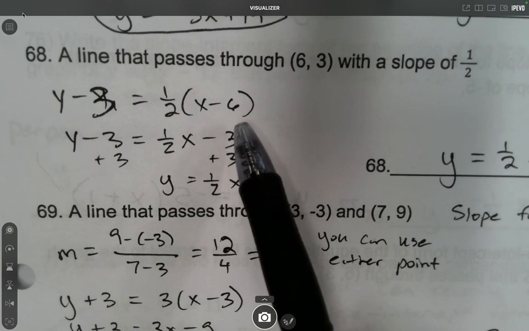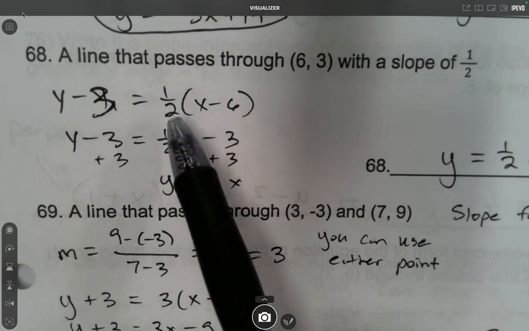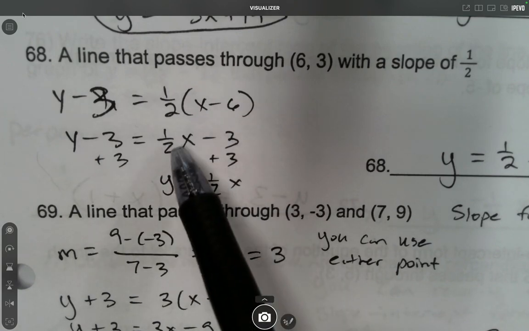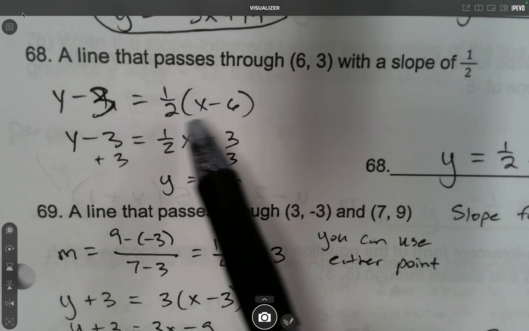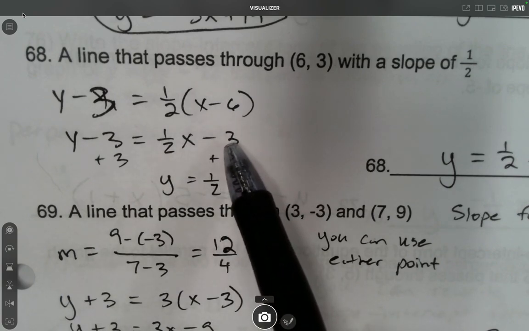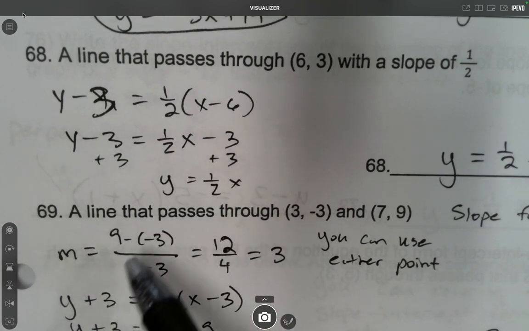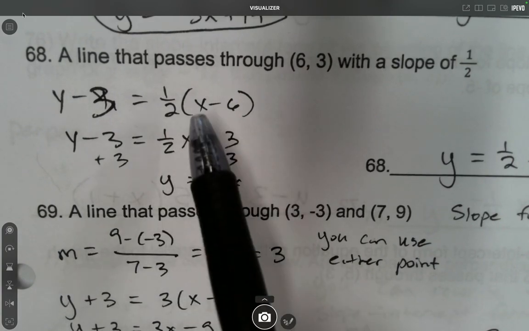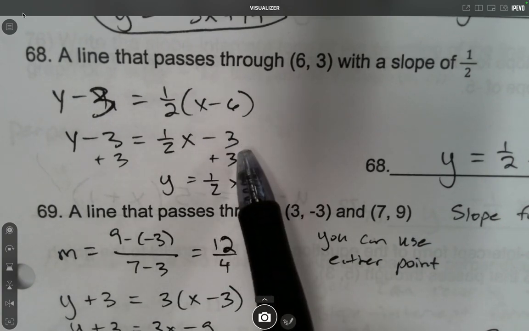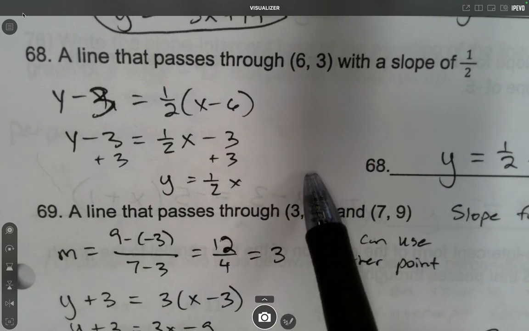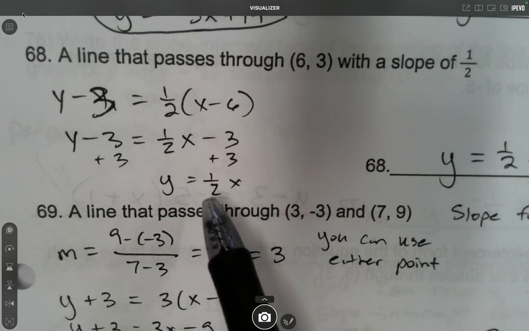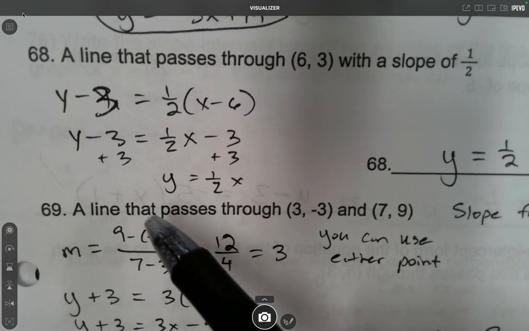From there, there's just two steps. Distribute the 1/2, 1/2 times x, 1/2 times 6. And then to get y by itself, we add 3 to both sides. Now in this particular one, it actually cancels out that completely, which is fine. So you can write plus 0 if you want to, but you certainly don't have to. The answer will be y equals 1/2 x.